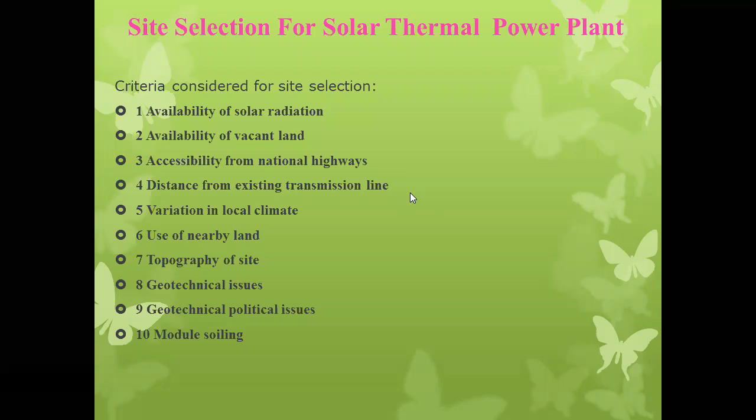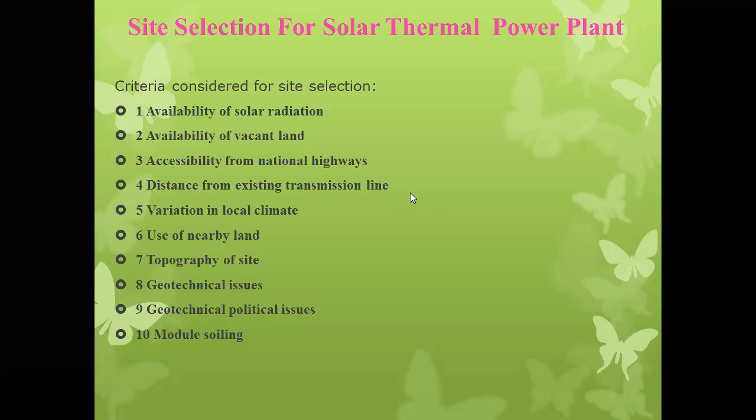Okay. So next, geotechnical issue. Geotechnical issue means, once again, types of land. Whether it is rocky or marshy land, or whether the sand content in the soil is more or less, we have to consider, because we have to lay the foundation to install those big towers, and that installation foundation is required for the various types of solar collectors. Okay, so geotechnical issue and geotechnical political issue, these are the same.